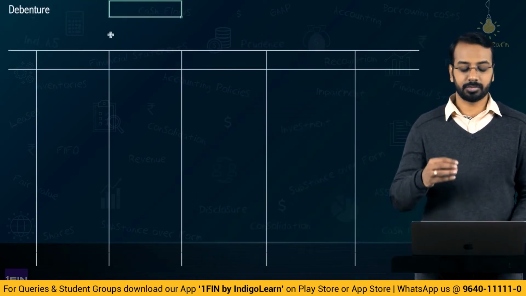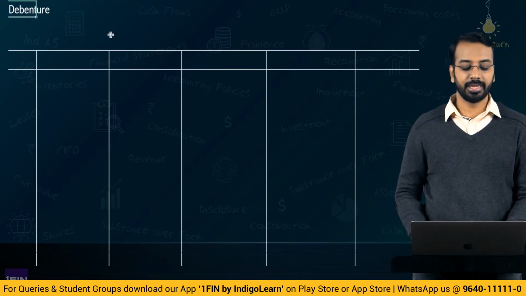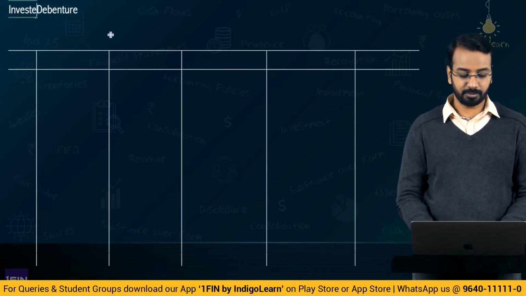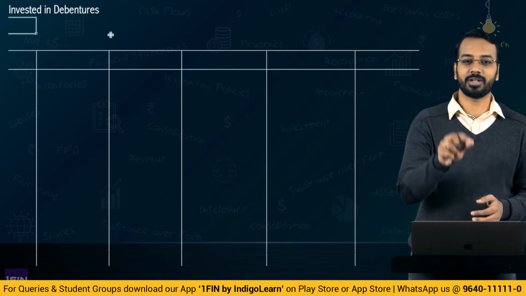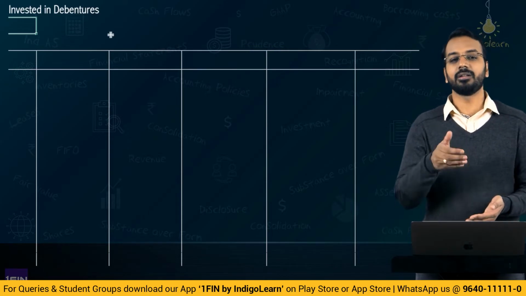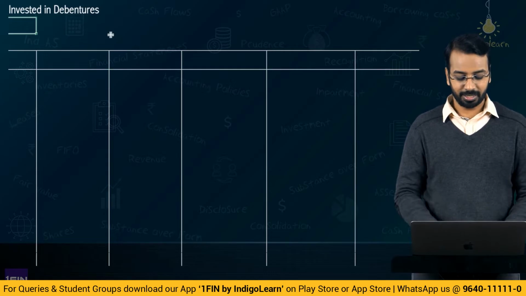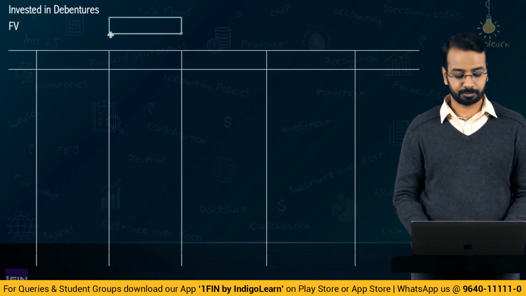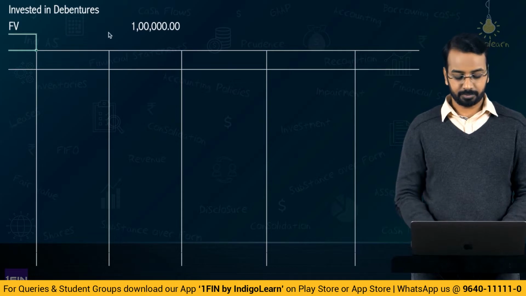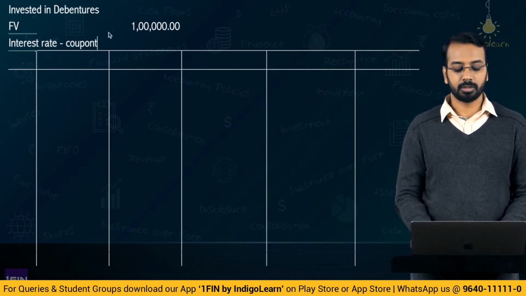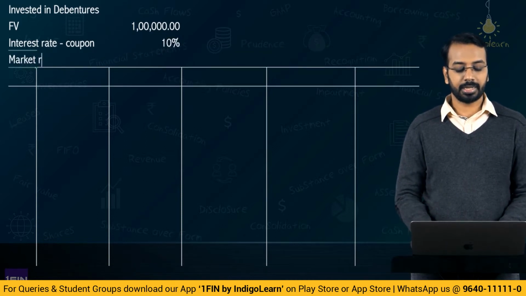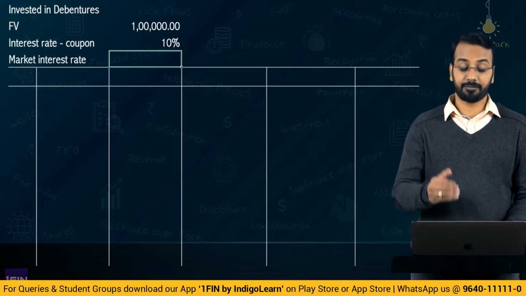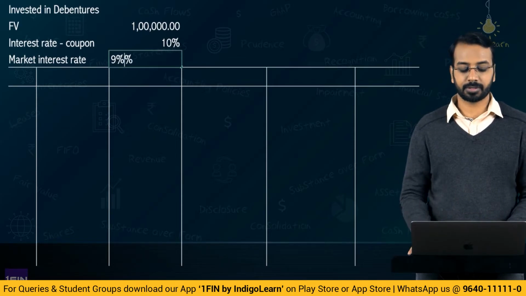So say for example, there is a debenture. Okay, the entity has invested into the debenture. These are not issued. Okay, there is a debenture in which the entity has invested in debentures of another entity. Now, when you have invested in debentures of another entity, you have a contractual right to receive cash. That's why it is a financial asset, right? So, assume face value of it is 1 lakh and interest rate coupon is, let us say, 10% and market interest rate is, let us say, for example, 9%.